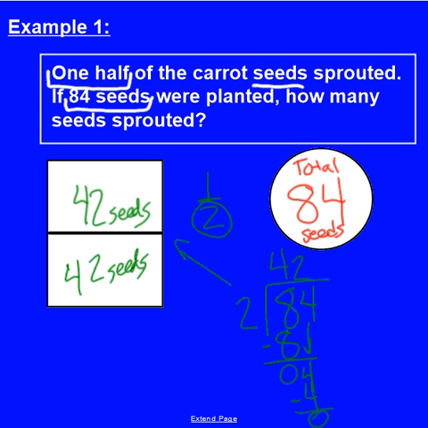And I can double check it by adding them together. 2 plus 2, 4 plus 4, and I got the same, so it's 42 seeds sprouted. That is 1/2 of my 84.